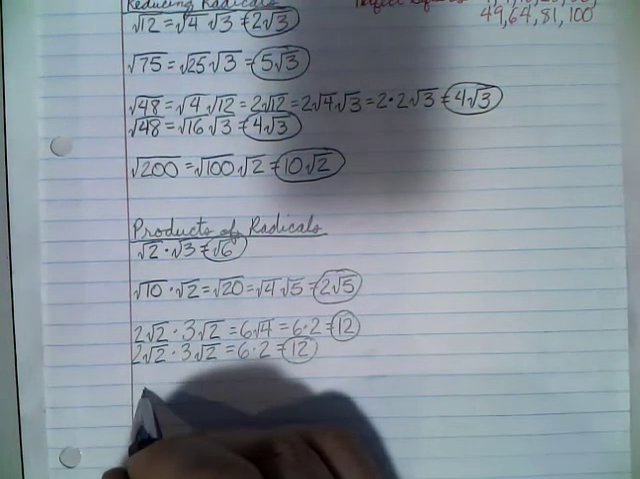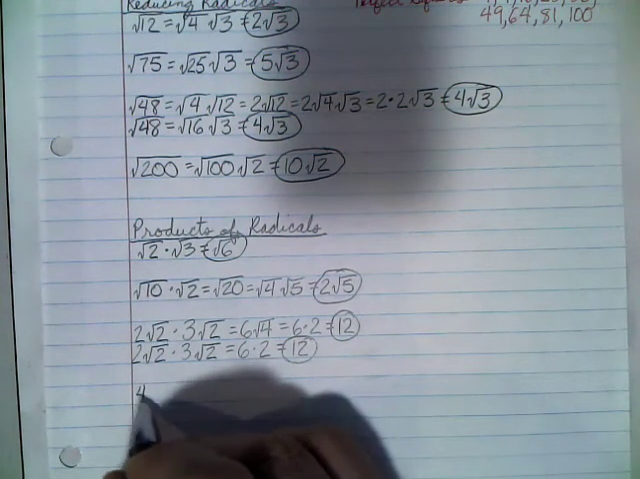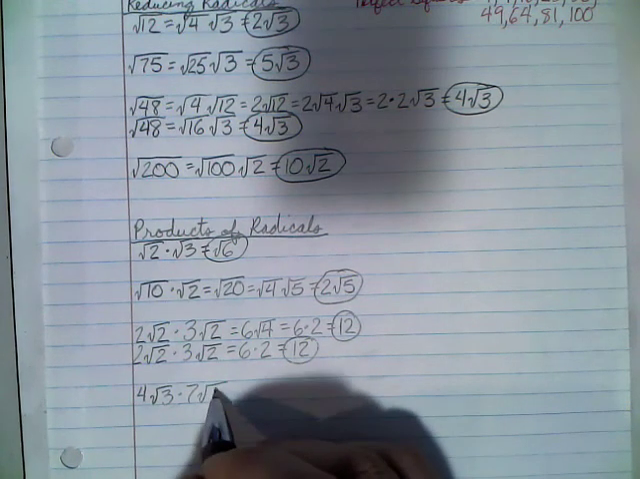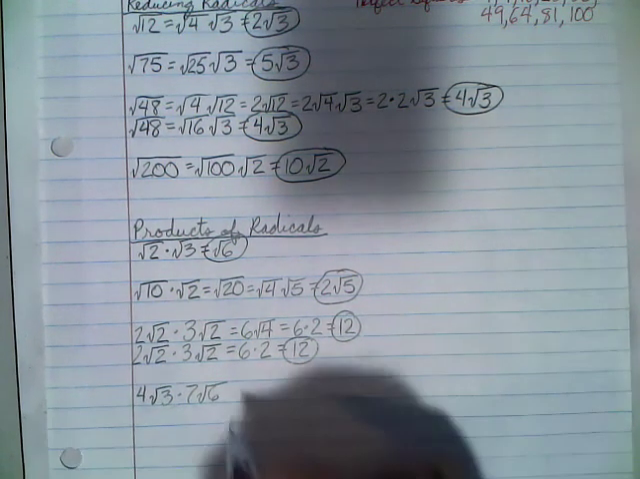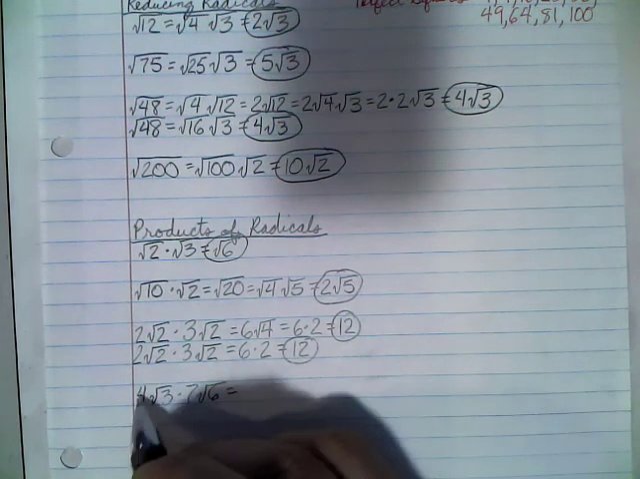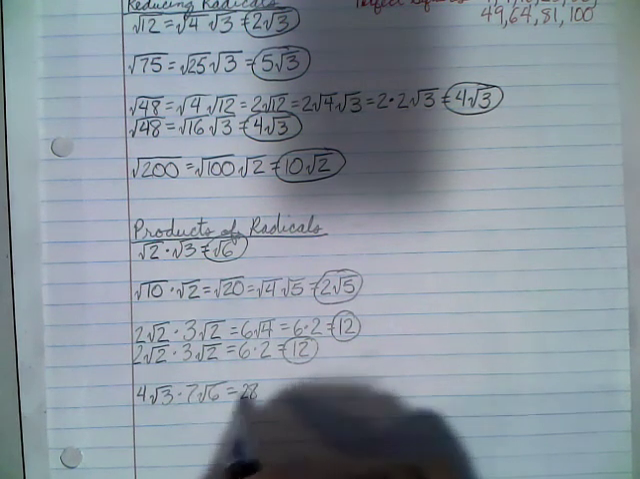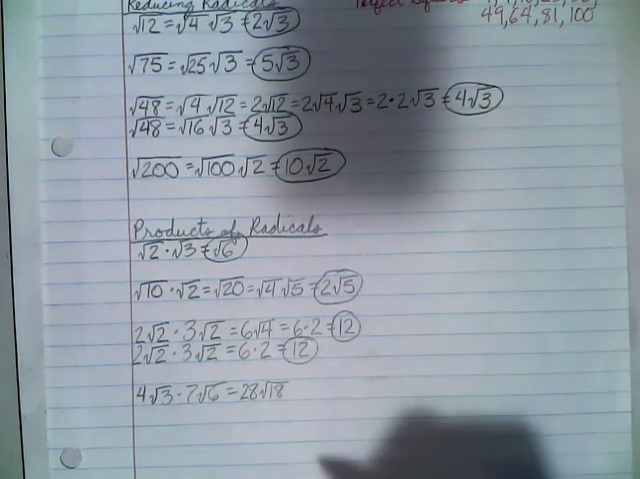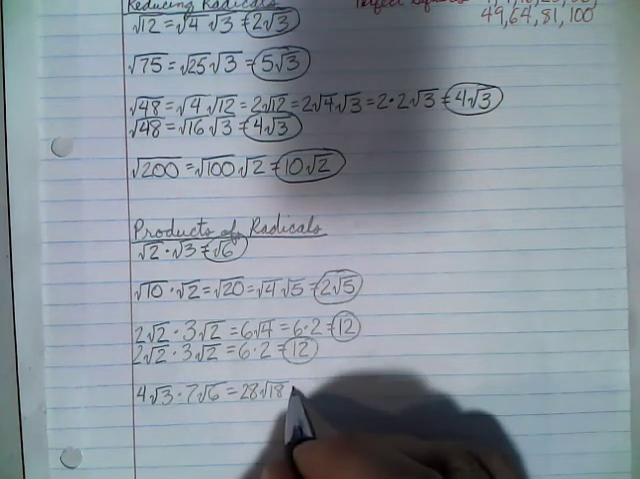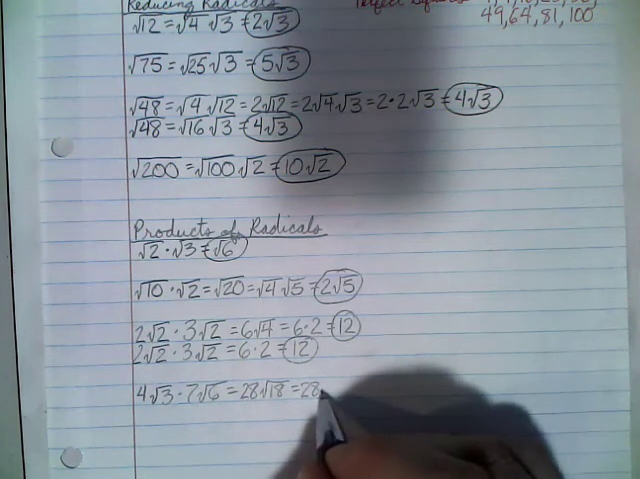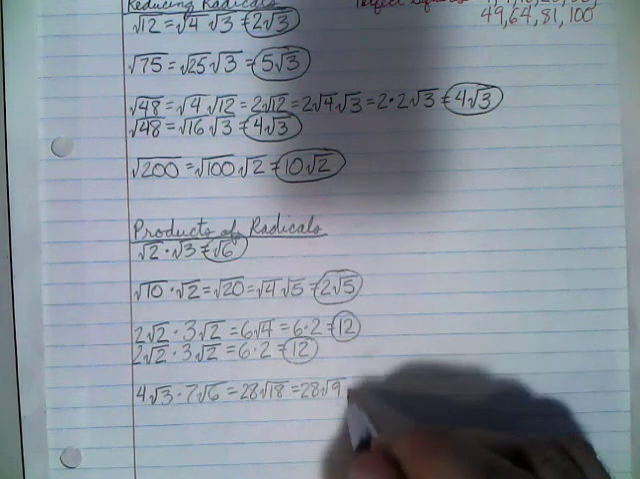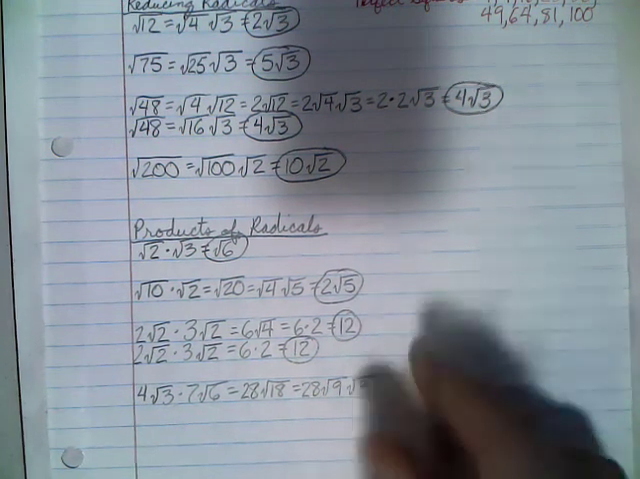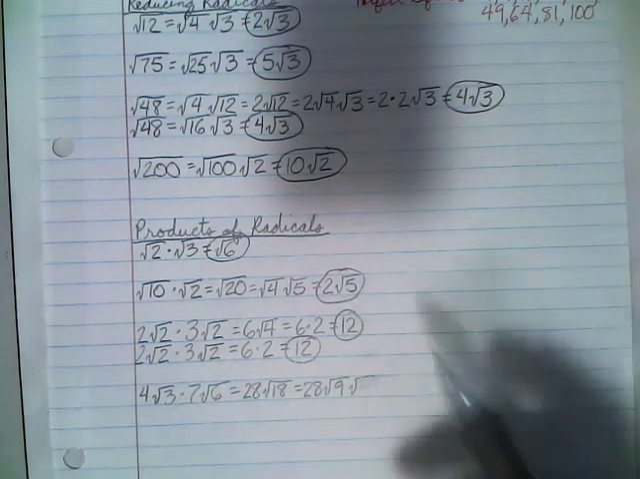All right, another example here. 4 square roots of 3 times 7 square roots of 6. Outside stuff, 4 times 7 is 28. Inside stuff, 3 times 6 is 18. Consider, can we reduce this? Yes, we can. So this would be 28 times the square root of 9, and then times the square root of 2. 9 times 2 is 18.